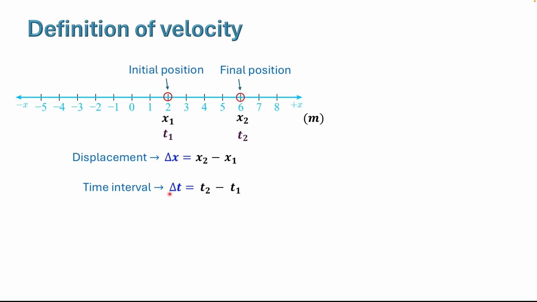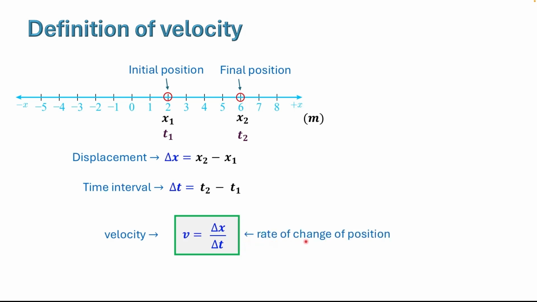Now, divide the displacement by the time interval. This ratio is called the velocity of the object between the times t1 and t2. So, velocity is change in position over the time interval or displacement over the time interval. We are dividing by time. So velocity is a rate, the rate of change of position. Note that this velocity is the velocity of the object over a time period between the times t1 and t2.